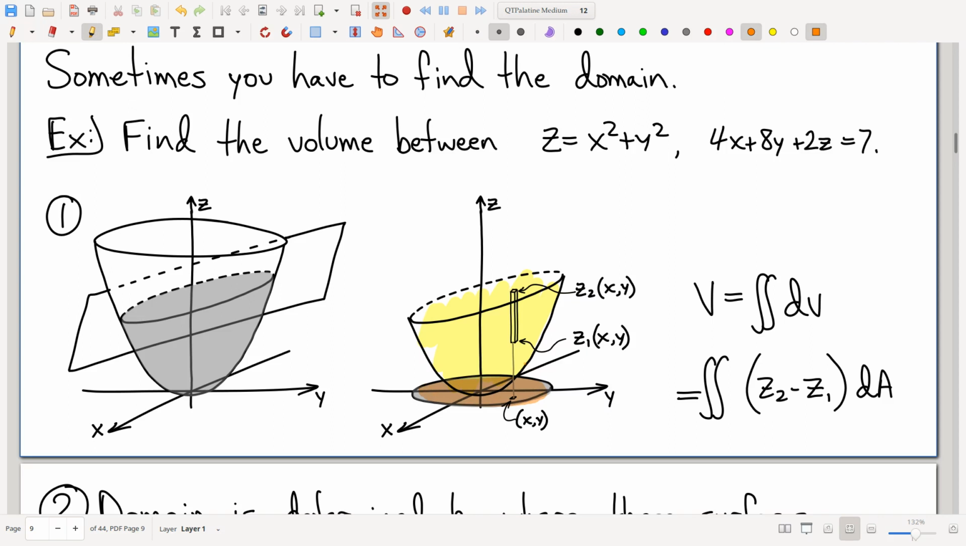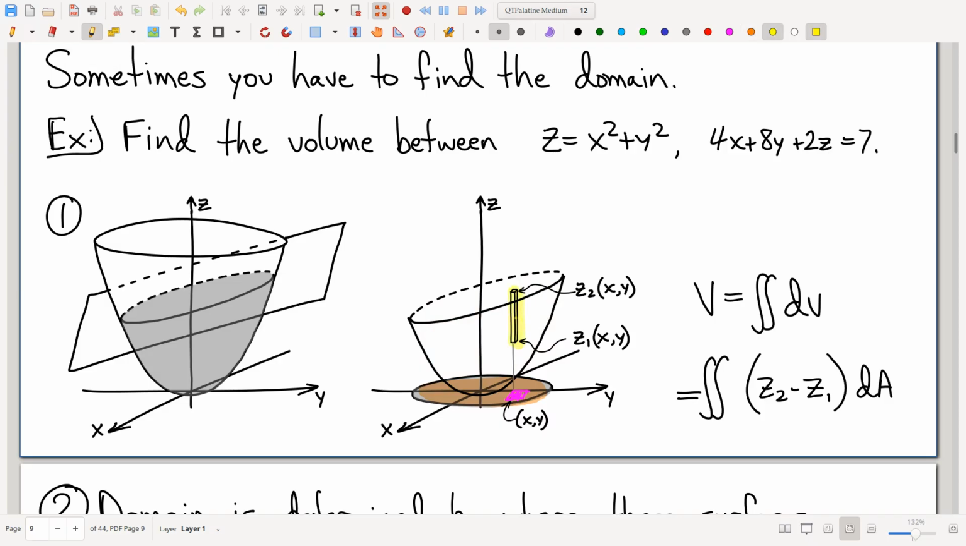Right? I'm going to think of that shadow as being my domain. I can chop up that shadow into a bunch of little pieces of area. On each little piece of area down here, let me draw the little pieces of area. On, for example, this little piece of area down here, I can talk about the volume sitting directly above it.